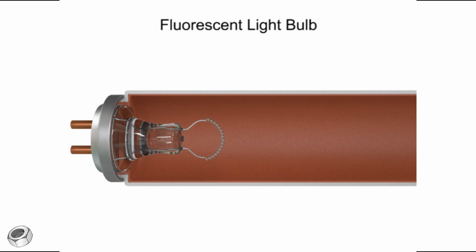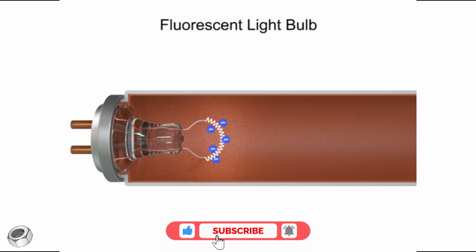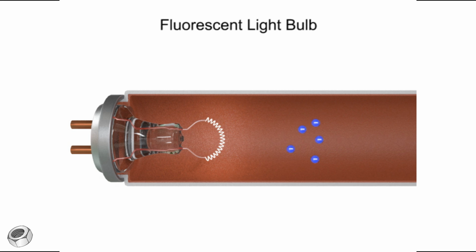When heated to a high temperature, they emit or boil off electrons. An AC voltage pulse supplied by a starter pushes the electrons from one end of the tube to the other.